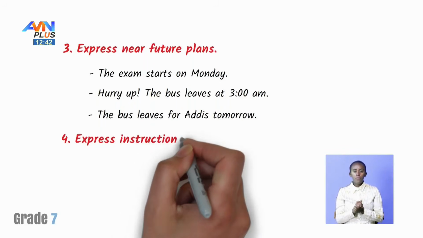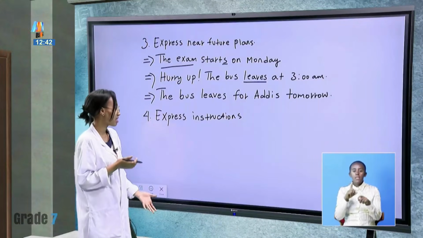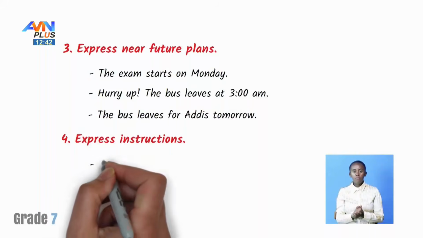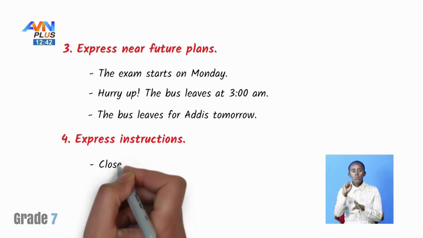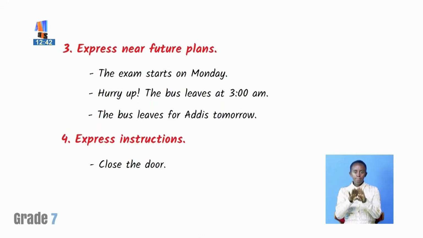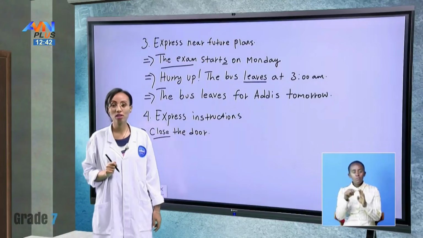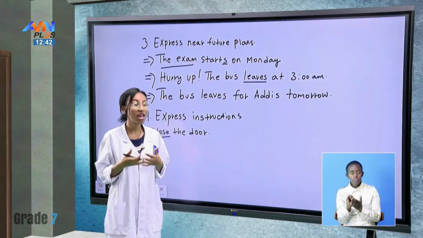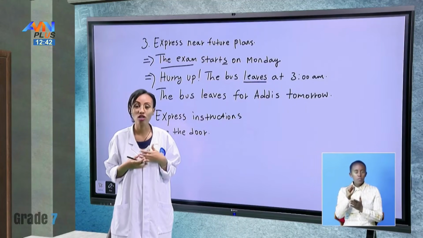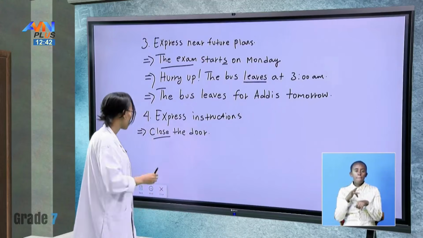To express instructions, we also use what? The simple present tense. Let's give an example. For example, close the door. Close the door. So this is where we are using what? We are giving instructions here. Close the door. And it is in this simple present form.